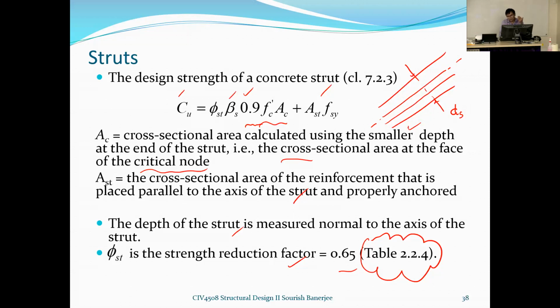And what is the width of the strut? The width of the strut is equal to the width of the member, isn't it? Because the whole member is active.